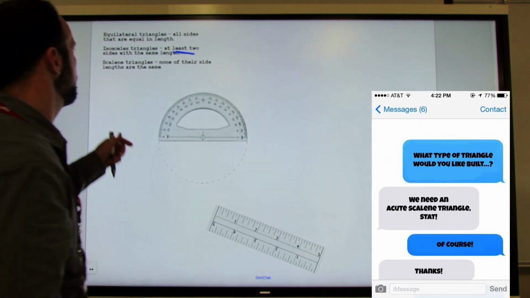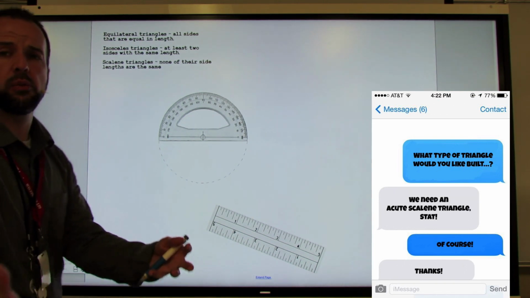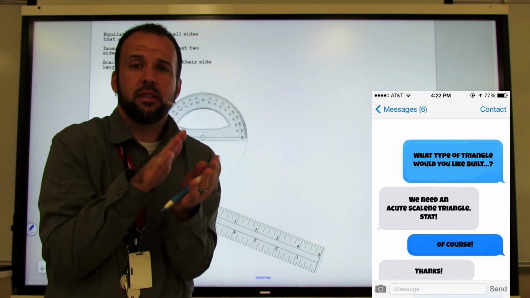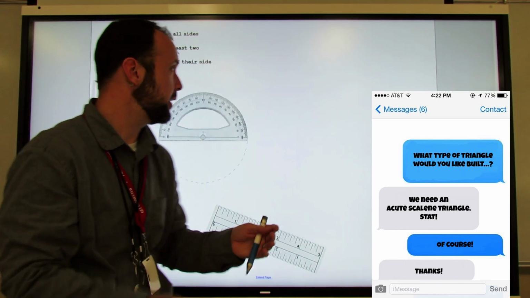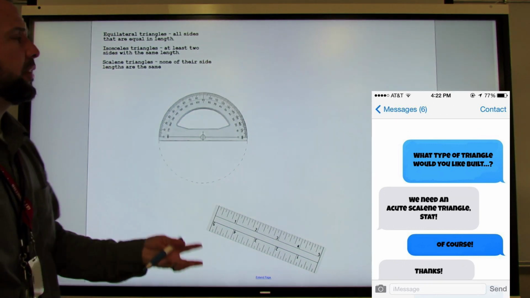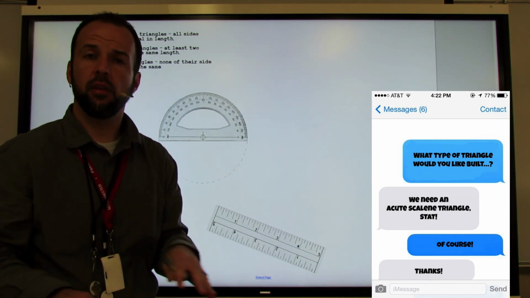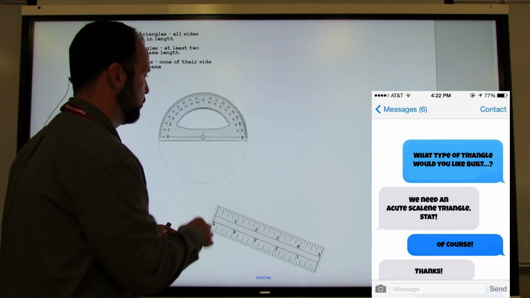An acute scalene triangle. So we know an acute angle, a cute little angle, is going to be smaller than 90 degrees, right? Smaller than 90 degrees. And it's scalene, so none of the sides can be the same length. None of them can match. So we have to be careful when we're drawing this one out.